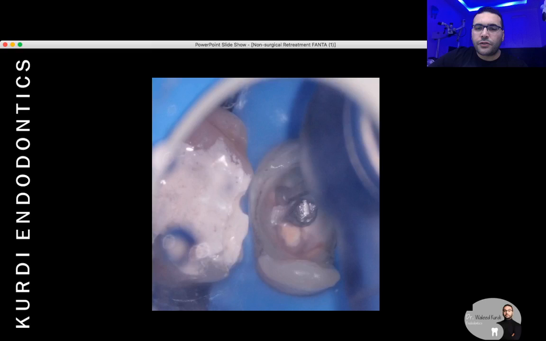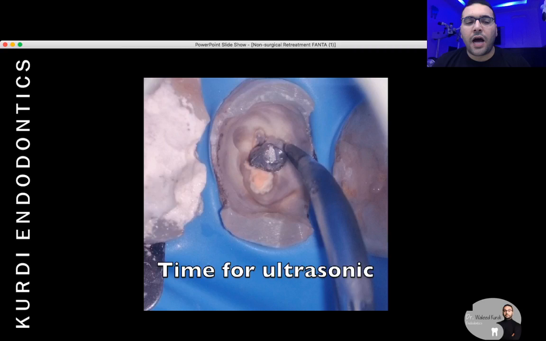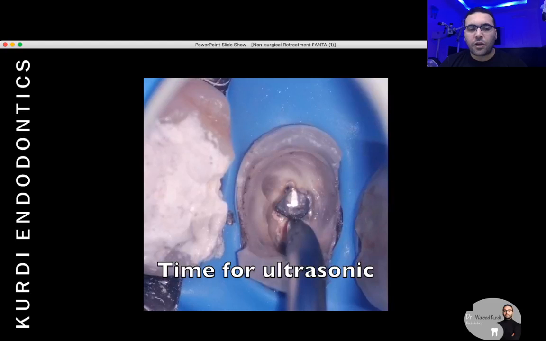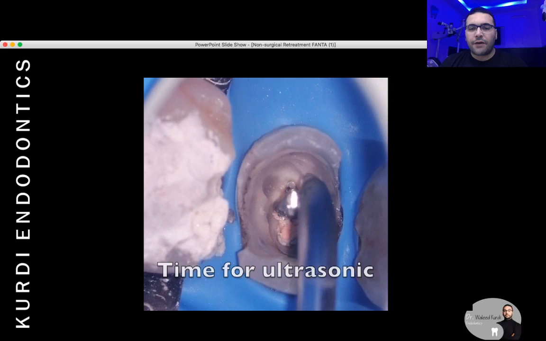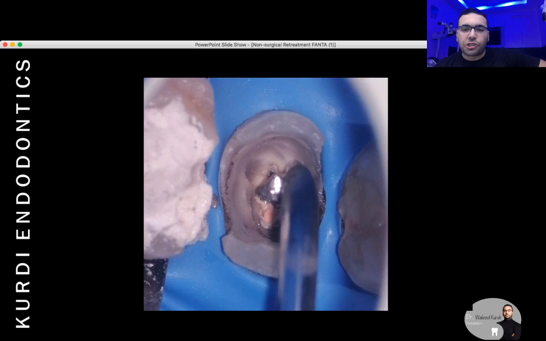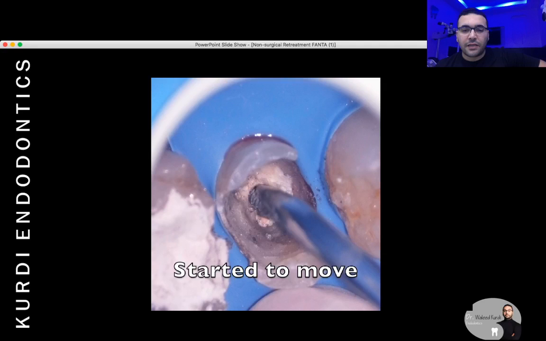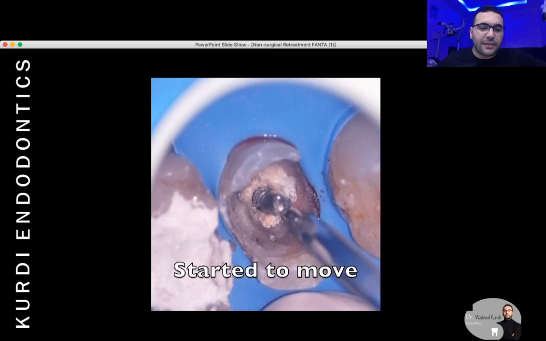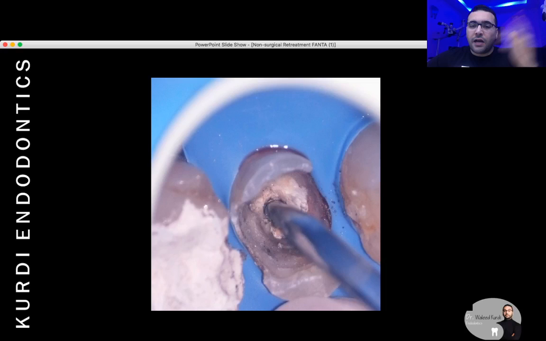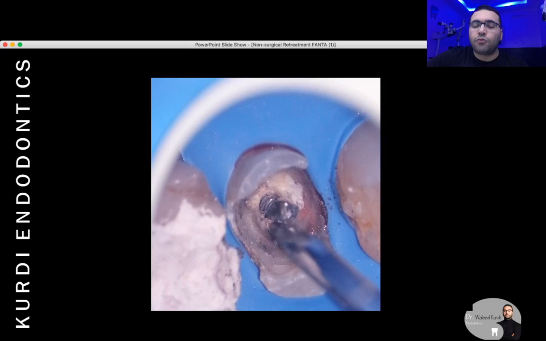Around the post with the high speed handpiece, and now with the ultrasonic around the post in a counterclockwise motion, it will just start to dance. Sometimes, in such cases, in just 1 minute the post will be removed, and sometimes it takes up to 25 or even 30 minutes to remove this metal post.